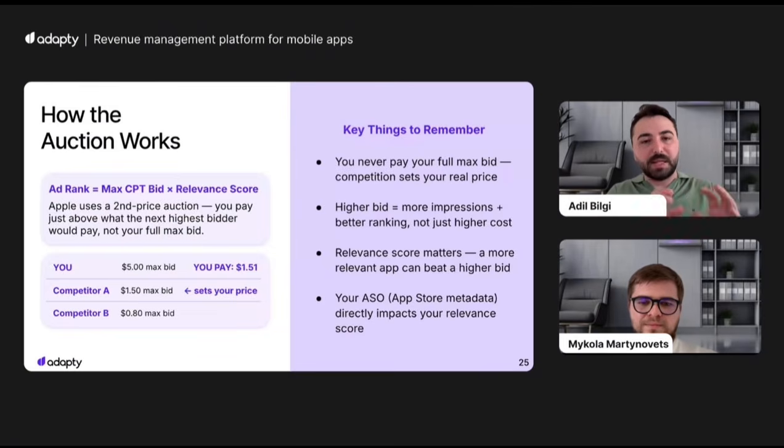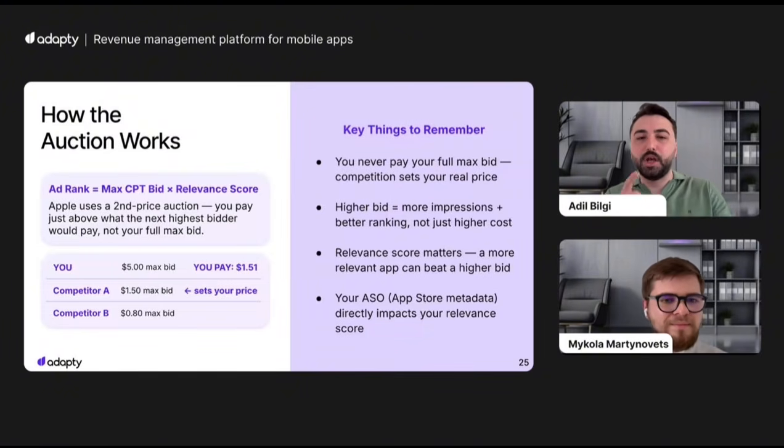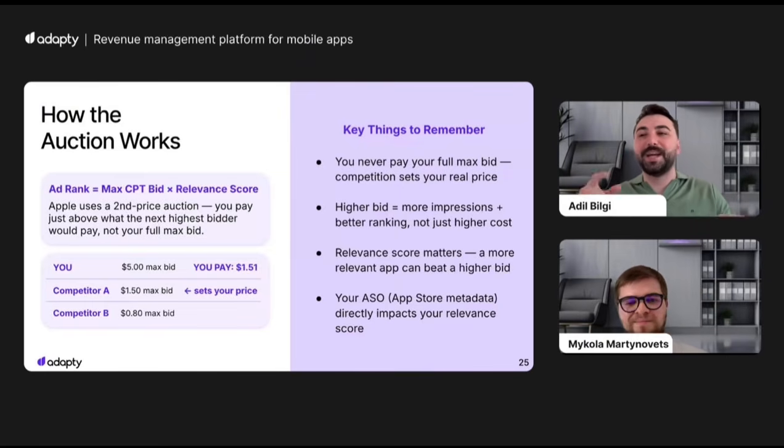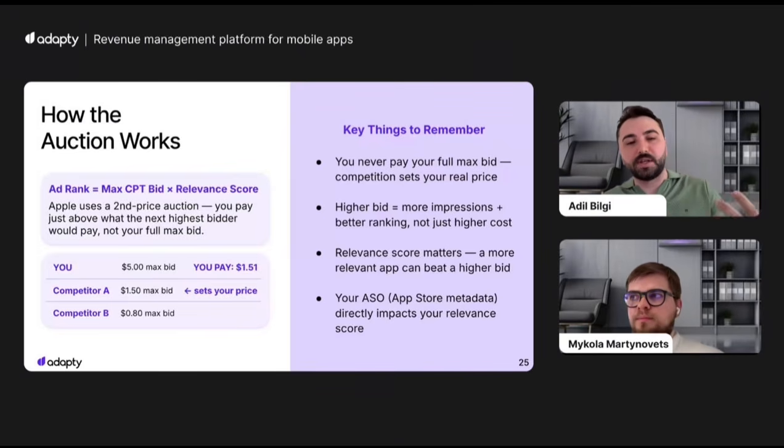Your competitor's bid amount sets your real price. If you are bidding $5 and your competitor is bidding around 1.5, you will see your cost per tap as 1.51, which gives you a hint of your competitor's exact bid amount. Whenever you would like to identify what your competitor is bidding, just play around with your bids and see. If you are bidding $5 but receiving an average cost per tap of 1.51, that gives you the signal that your competitor is somewhere around 1.5.